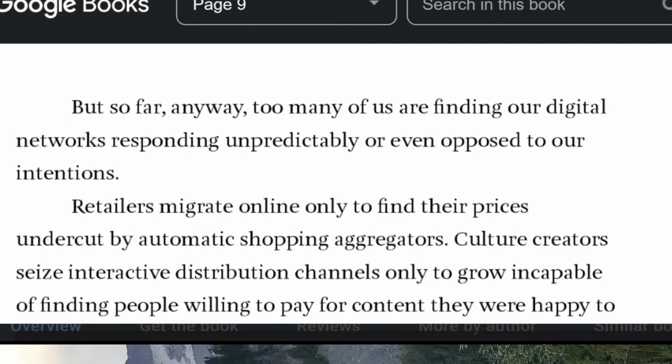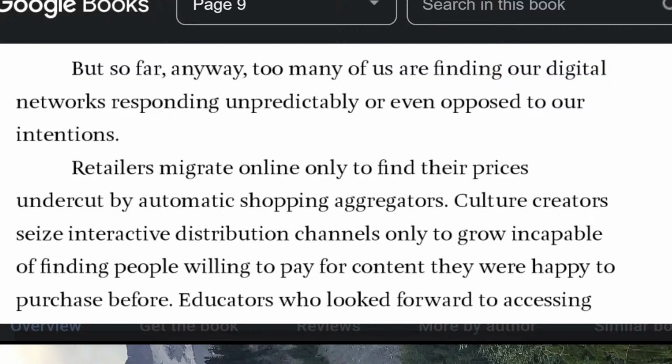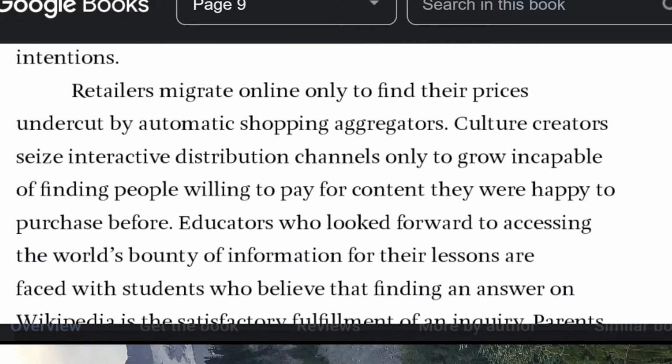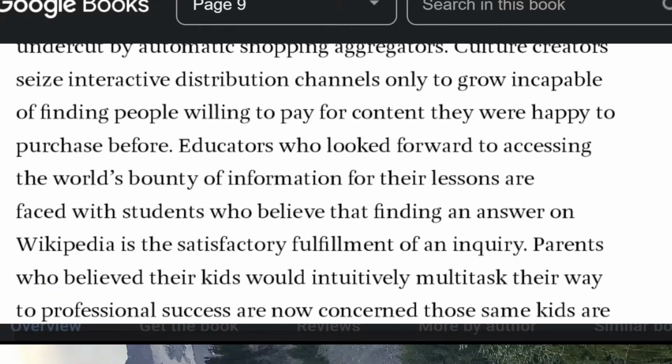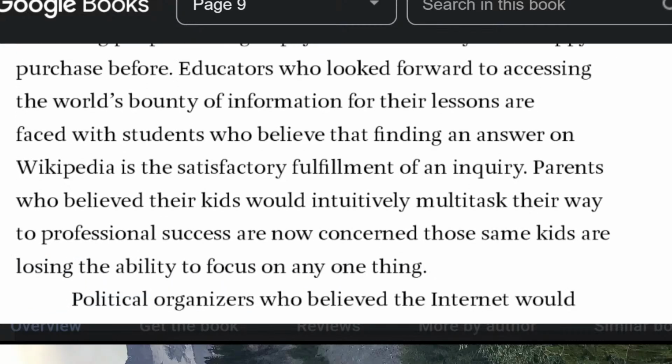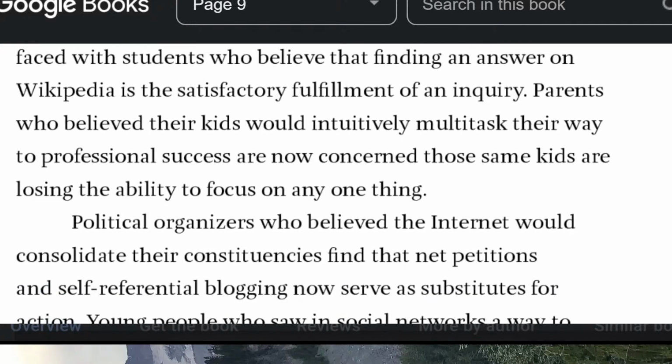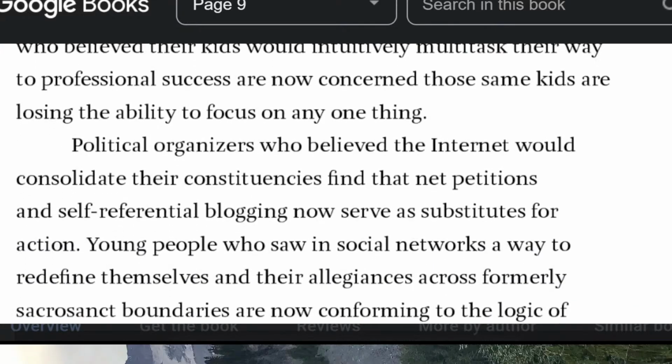But so far anyway, too many of us are finding our digital networks are responding unpredictably or even opposed to our intentions. Retailers migrate online only to find their prices undercut by automatic shopping aggregators. Culture creators seize interactive distribution channels only to grow incapable of finding people willing to pay for content they were happy to purchase before. Educators who looked forward to accessing the world's bounty of information for their lessons are faced with students who believe that finding an answer on Wikipedia is the satisfactory fulfillment for an inquiry. Parents who believed their kids would intuitively multitask their way to professional success are now concerned those same kids are losing the ability to focus on any one thing.